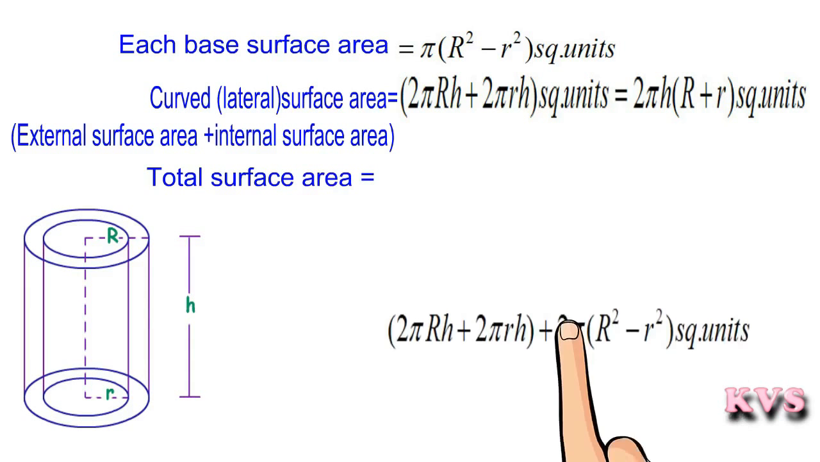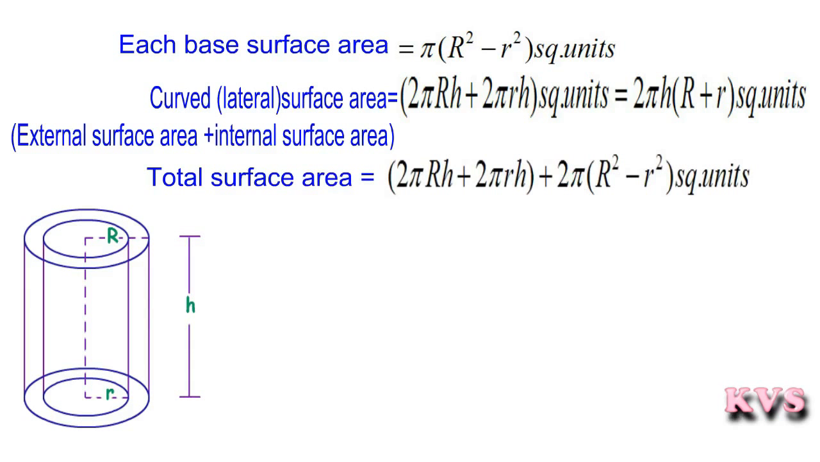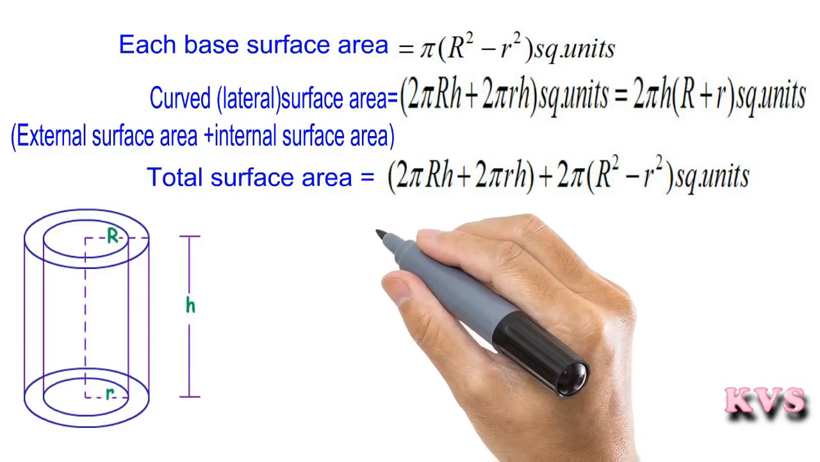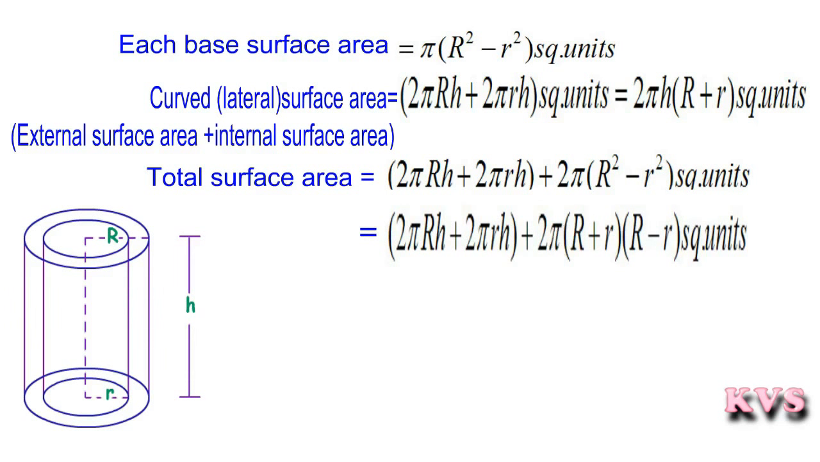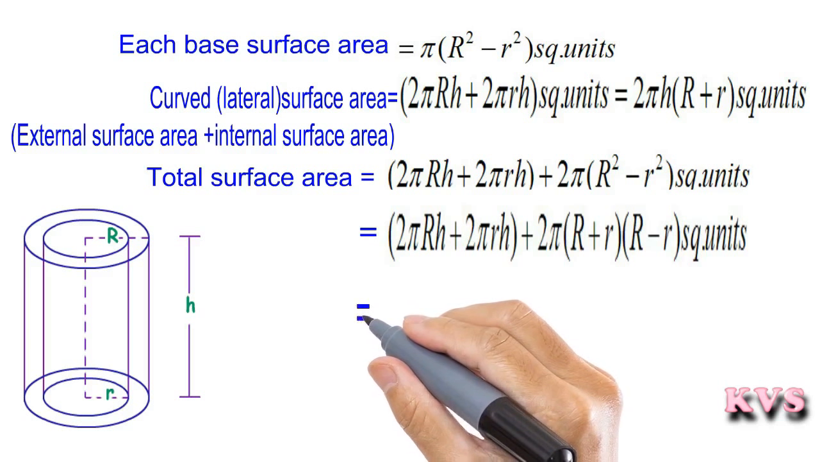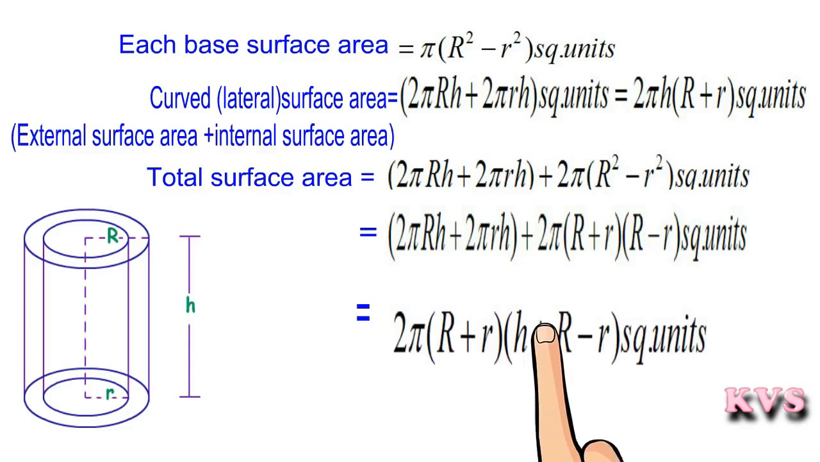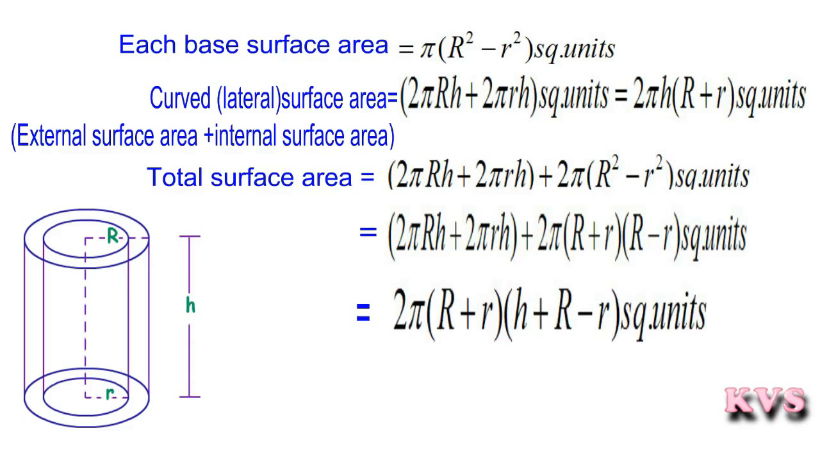Which is equal to 2 pi R h plus 2 pi r h plus 2 pi into R square minus r square units. We can write this equation as below, which is equal to 2 pi R h plus 2 pi r h plus 2 pi into R plus r into R minus r square units, which is equal to 2 pi into R plus r into h plus R minus r square units.